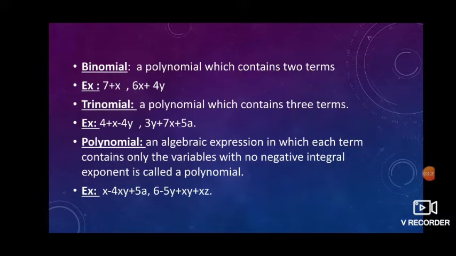For example, if we take x to the power 2, here x is the base, 2 is the power. Power is nothing but exponent. Here we can observe 2 is positive. If we take one more number, x to the power minus 2, in this example the exponent is negative. So such types of negative exponents are not included in polynomials.